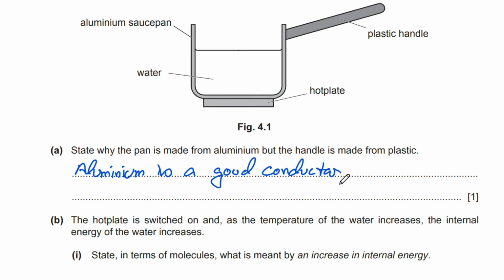And also, since we use a handle, the user should not feel it very hot or find it difficult to handle. So the plastic handle is made because plastic is a poor conductor, so it will not conduct the heat, hence it remains cold. Now why plastic? Because plastic is a poor conductor, or you can write plastic is an insulator. Both are the same thing.